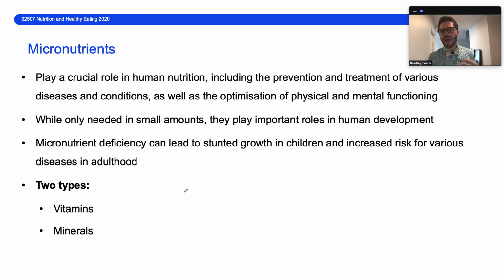Having a micronutrient deficiency in early life can actually result in stunted growth in children and increase the risk of a number of diseases in adulthood. So broadly speaking, there are two types of micronutrients. You've got vitamins, and you've got minerals. We're going to be discussing some of the major vitamins and some of the major minerals throughout this lecture.